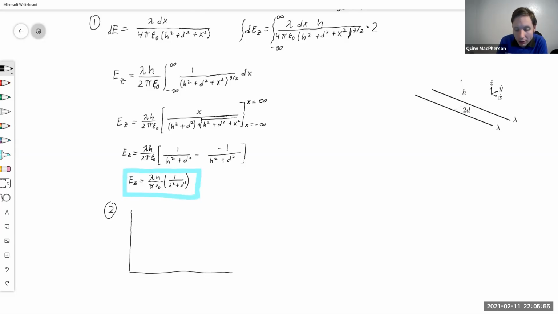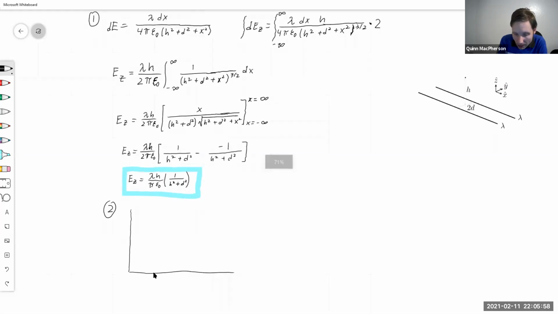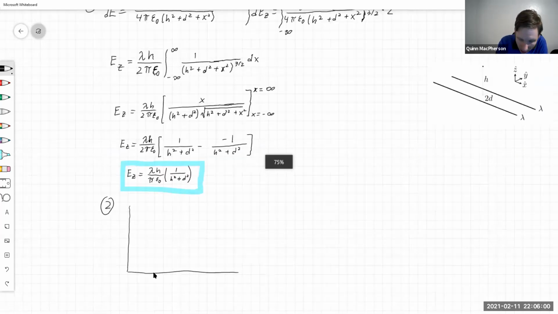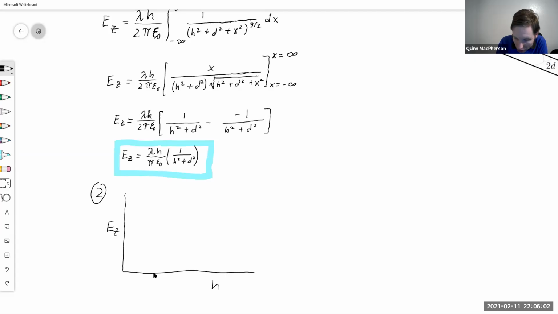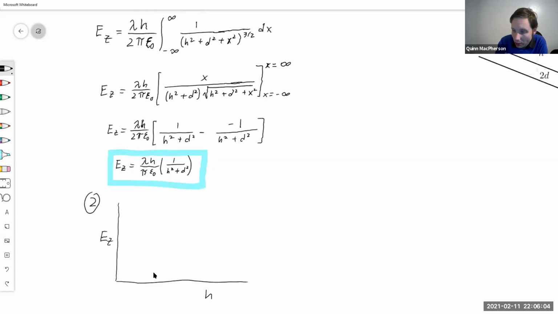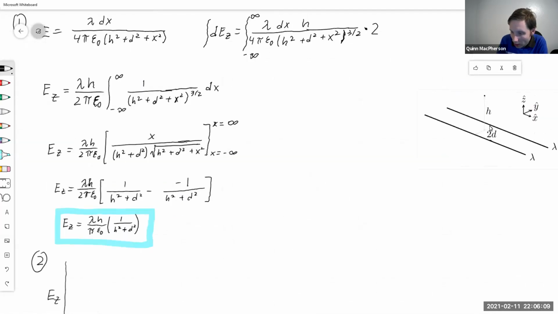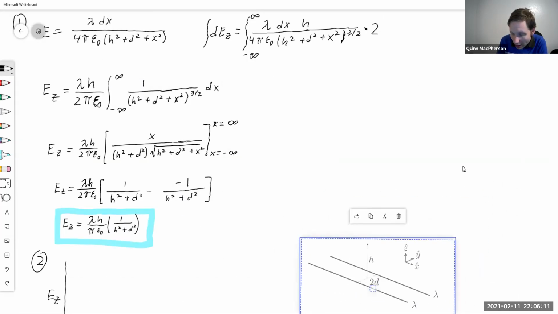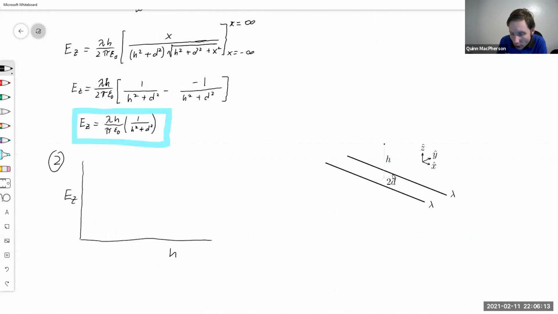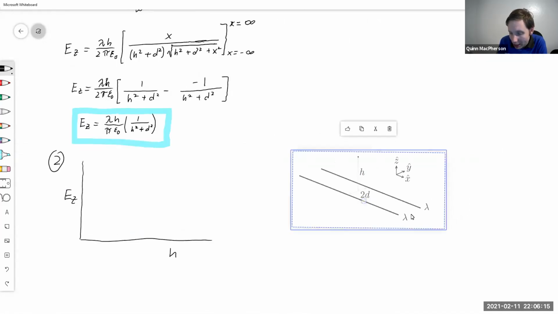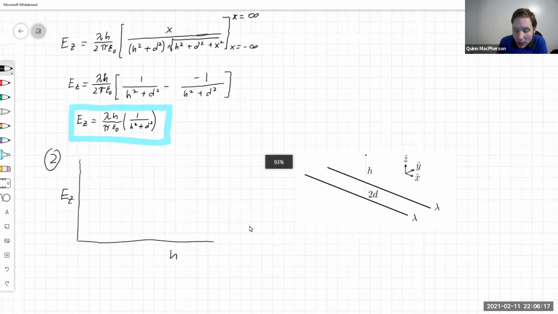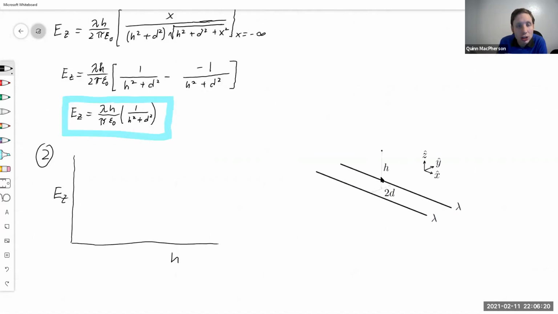We can just plot the mathematical function Ez as a function of H, or we can think about it. If we remember our situation here, we have these two line charges, and we're wondering about a point H above them. So we can qualitatively ask ourselves, what should the electric field look like? If we're right at the point between the two charges, the electric field should be 0 because the two line charges are canceling each other out.